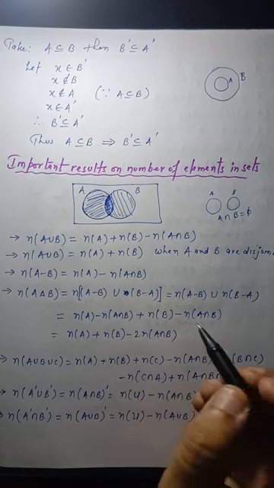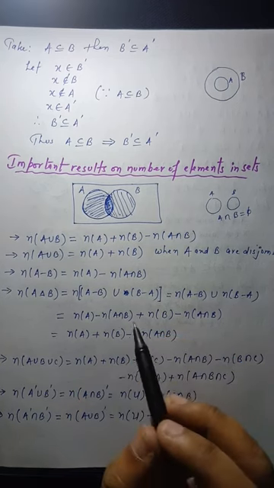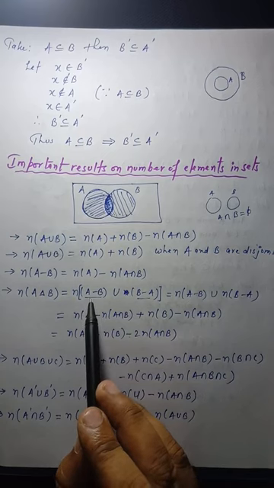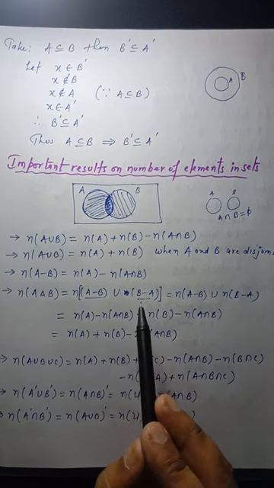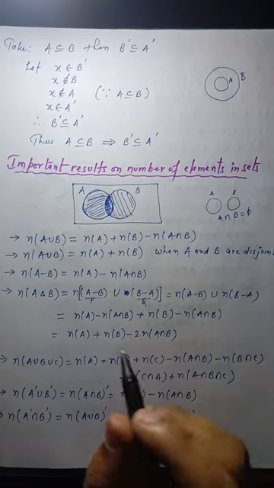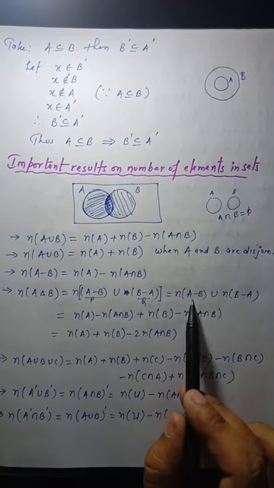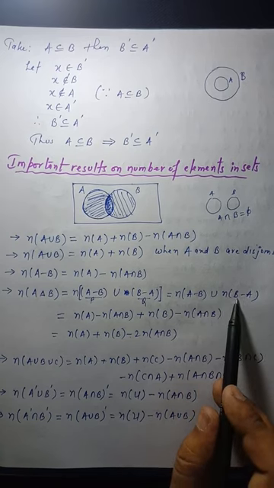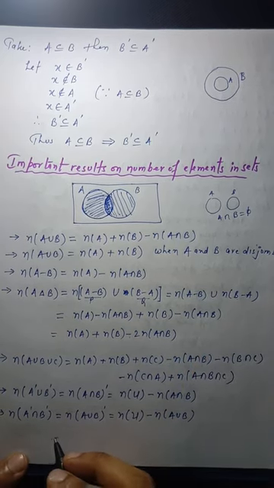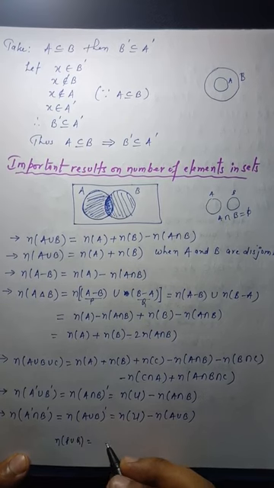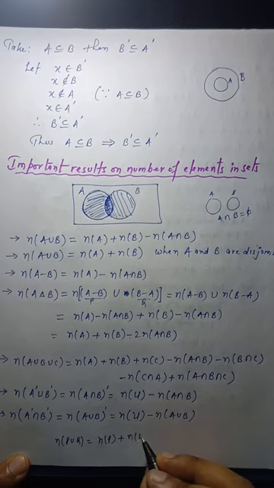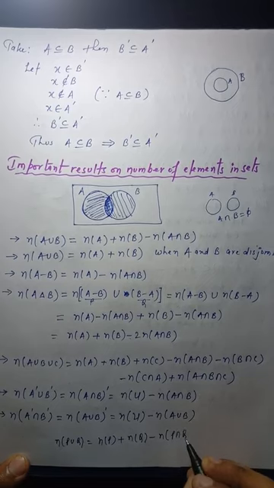Now assume this is set A, this is set B. So n of A minus B union B minus A, we can write this, or assume that this is P, this is Q. So it is written n of P union Q. Why have I written this? Because n of P union Q means we will write n of P plus n of Q minus n of P intersection Q.